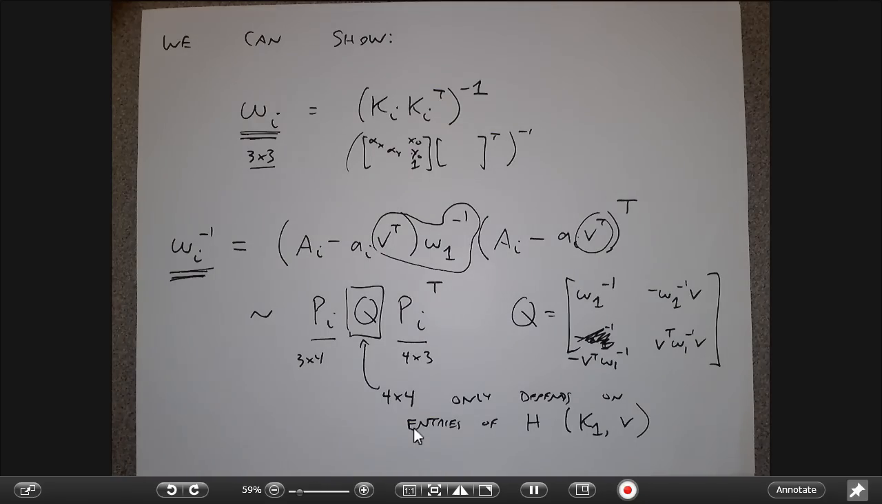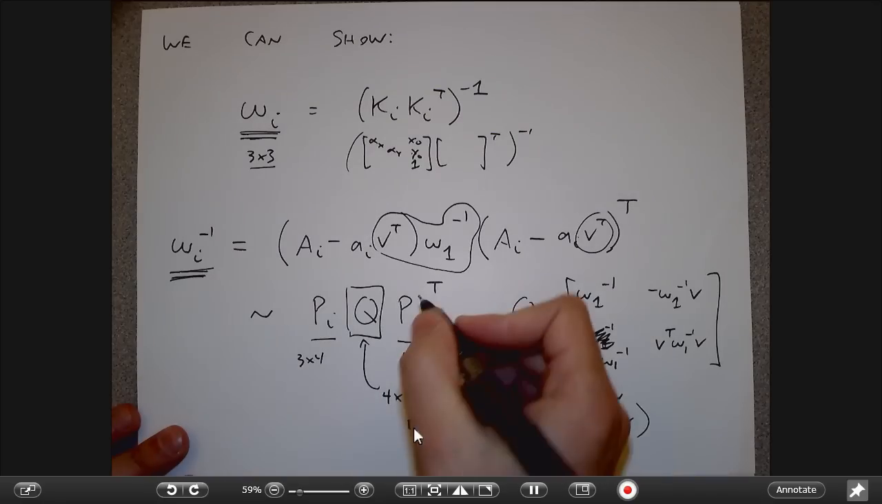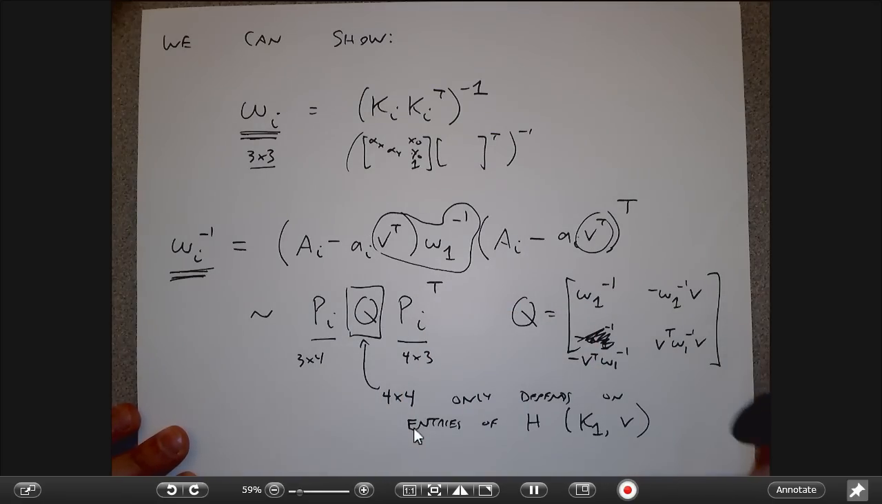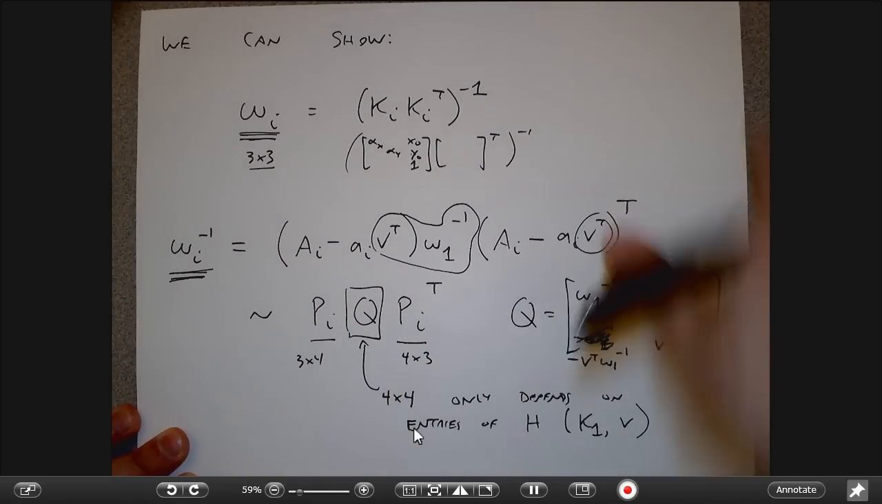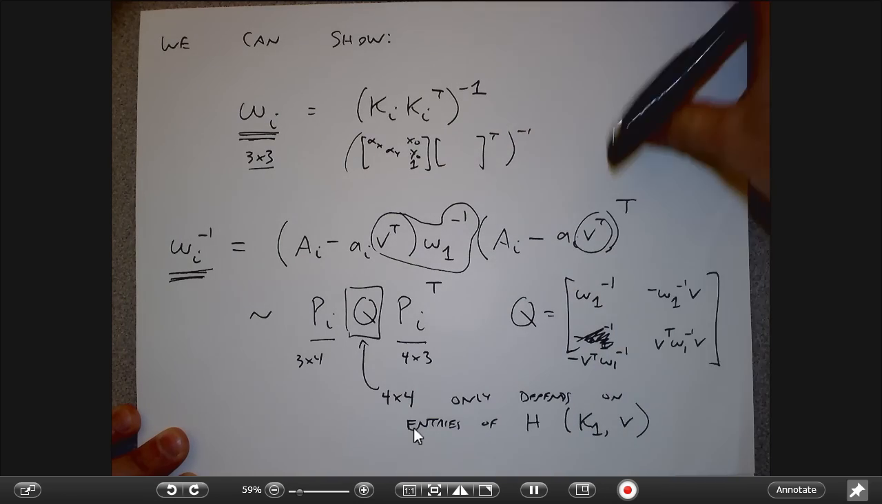Question? I'm a little confused as to why omega 1 is involved for every single omega i. I don't really intuitively see how that makes sense. Yes, okay. So why is omega 1 involved for every single i? Well, let's see if I can convince you.